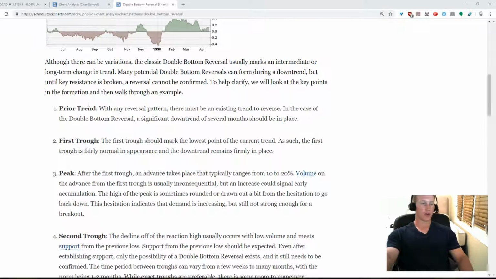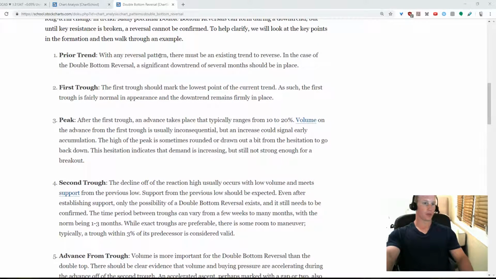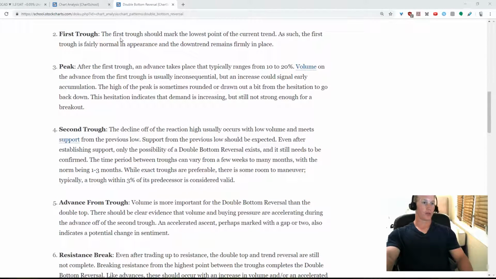Key points. Prior trend. With any reversal pattern, there must be an existing trend to reverse. In the case of the double bottom reversal, a significant downtrend of several months should be in place. The first trough. The first trough should mark the lowest point in the current trend. As such, the first trough is fairly normal in appearance and the downtrend remains firmly in place.